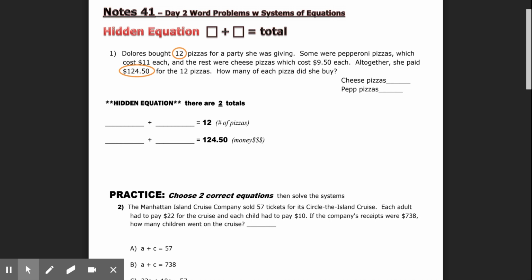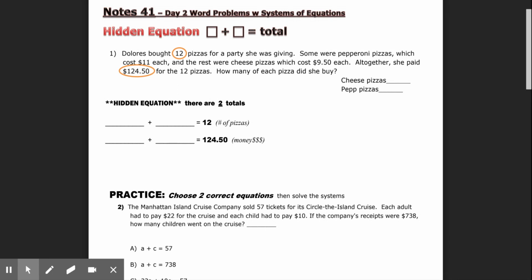Today we're going to work a little bit more with some different types of word problems with system of equations, and they're going to have a hidden equation. So on number 1, Dolores bought 12 pizzas for a party she was giving. Some were pepperoni, which cost $11 each, and the rest were cheese pizzas, which cost $9.50 each. Altogether, she paid $124.50 for the 12 pizzas. How many of each pizza did she buy?